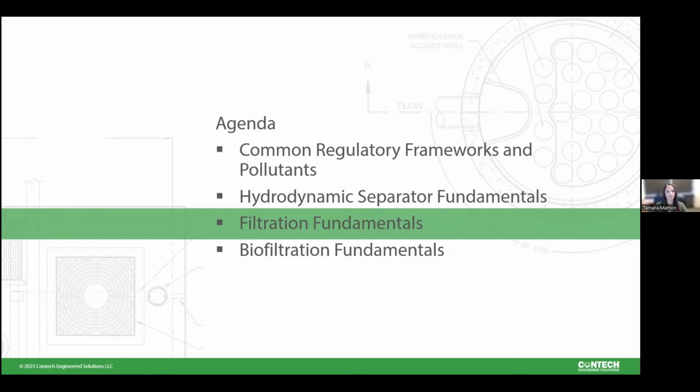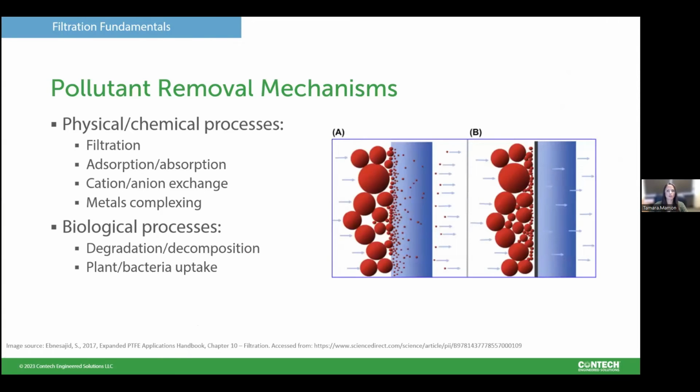Hi, everybody. Today we're going to be discussing the fundamentals of filtration in my section. So we're going to start off by discussing the different pollutant removal mechanisms available through the filtration process. The most basic would be your physical removal of filtration. This is when a pollutant particle physically impacts with the filtration medium and is removed from the stormwater.